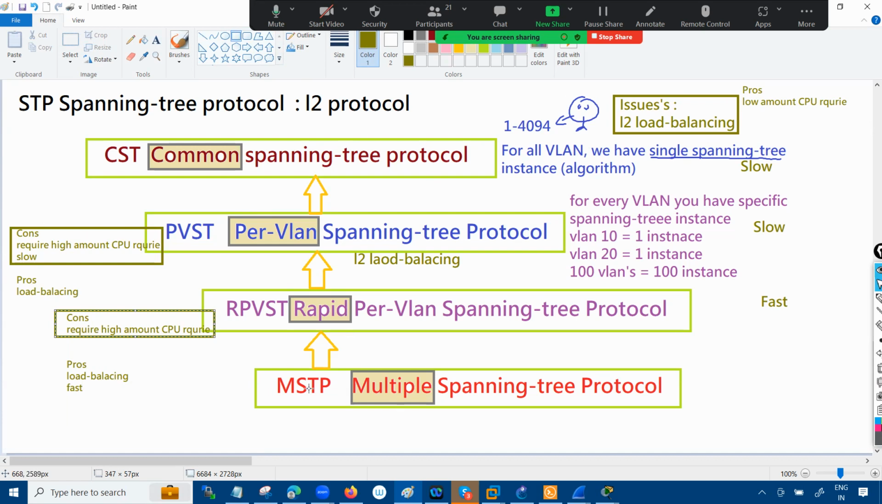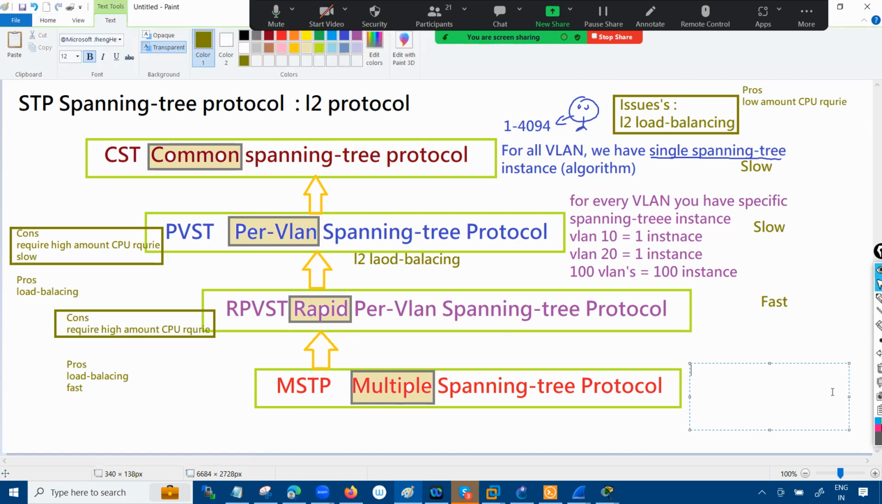MSTP doesn't have an issue. You can say it's a combination of all spanning tree. If you want to implement the MSTP protocol, you can use the behavior of the CST. For example, if you don't have much CPU, you can go with the MSTP. If you want to achieve layer 2 load balancing, you can go with the MSTP. If you want it faster, you can go with the MSTP. Everything is possible in the MSTP protocol.